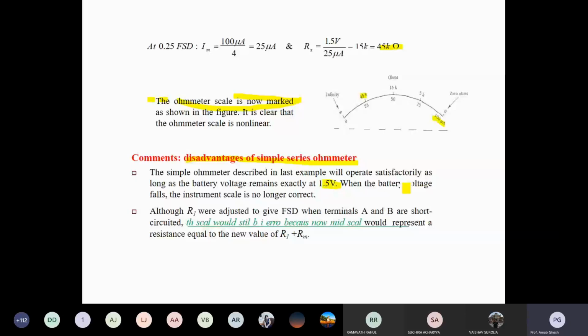Okay. Also, the R1 is adjusted to give the FSD. If you change the standard resistance value, the FSD of the instrument will be changed. When the terminal A and B are short circuited, the scale would still be in error, because now mid scale would represent the resistance equal to the new value, which is R1 plus Rn.